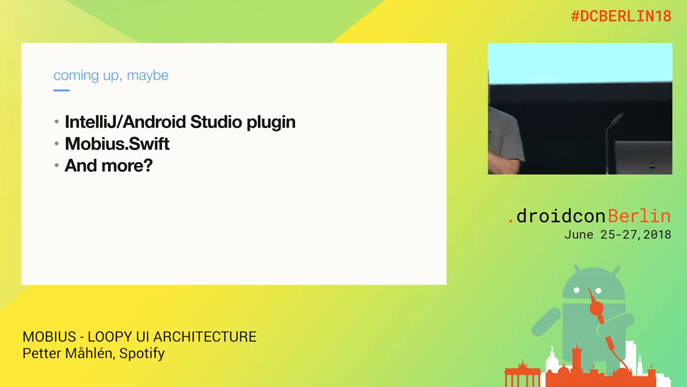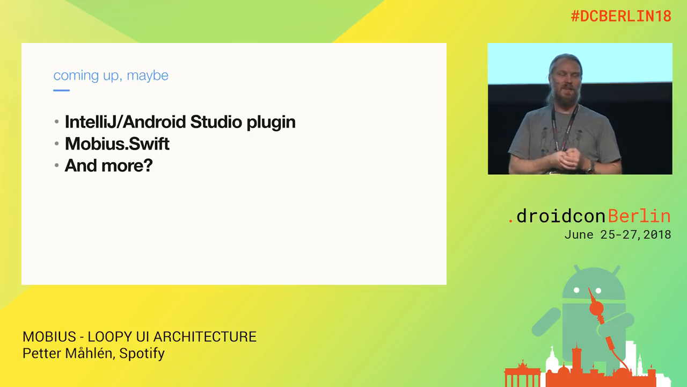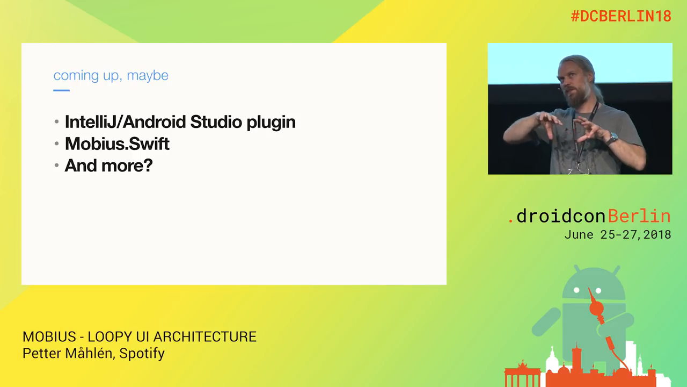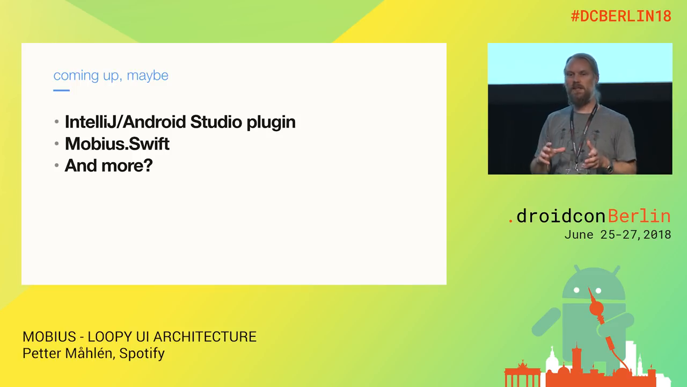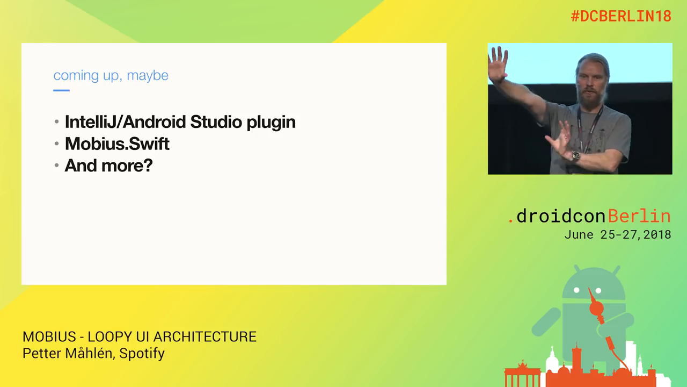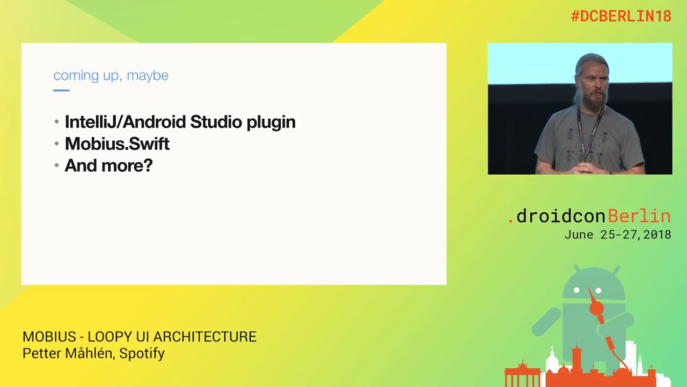Okay, so coming up, maybe. We have an Android Studio plugin that helps you generate code. We wanted to have a very standardized way of building Mobius features. So we have an internal IntelliJ plugin that allows us to generate code. You get a scaffolding for: this is where you put your effect handlers, this is where your update function goes, here are your model and event and effect classes and so on.